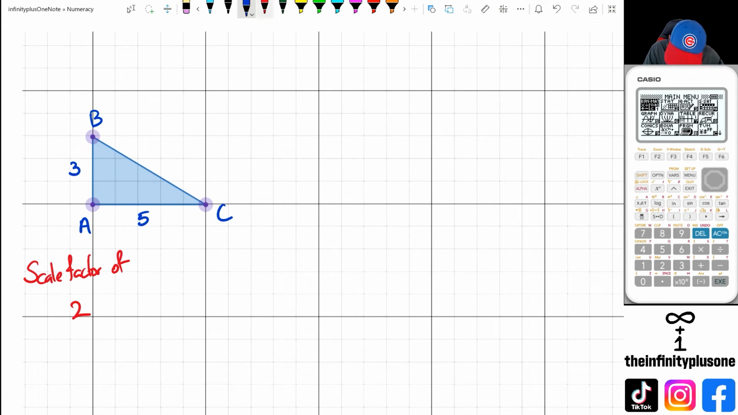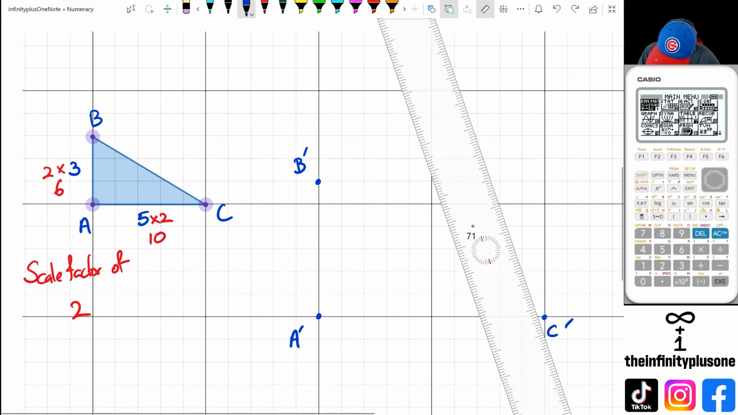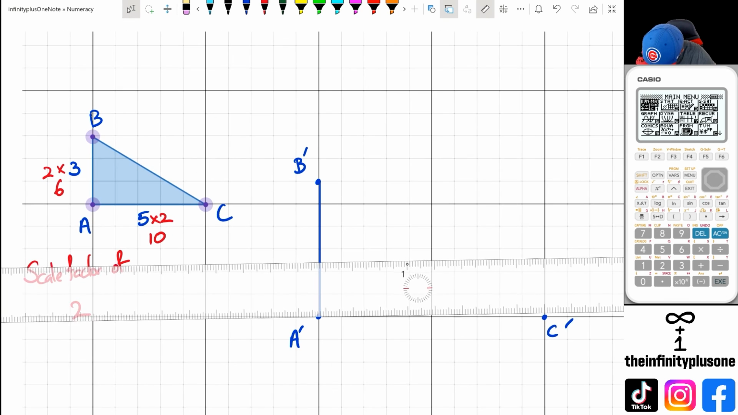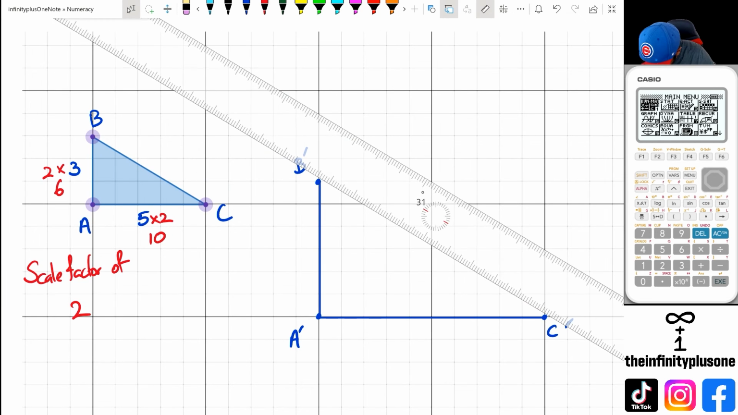So I'm going to do this. Now I'm going to multiply by 2 to get 6 height for the new triangle, times by 5 to get 10 as the new base. So if that's the case, then I could say this is going to be A dash. C dash is 10 away, and B dash is 6 away. And right there we have, oh, that's not going to work. Let's actually try and draw this properly. So that's 1, and then A dash to C dash, and finally B dash to C dash.